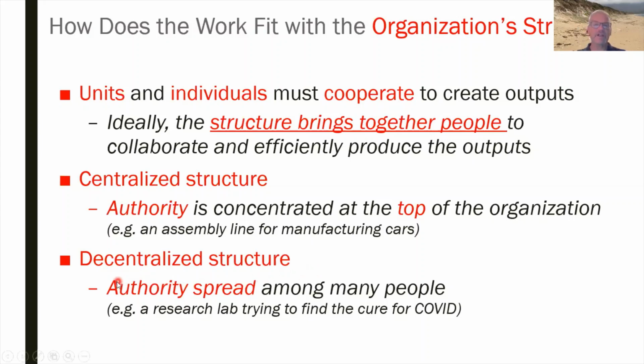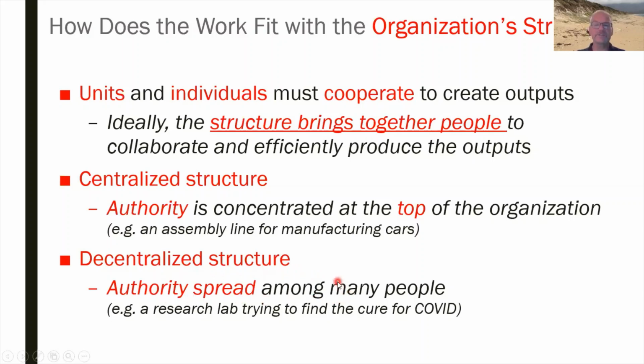That's a lot of research. So you have a task, but there's really no one way to do that task. So in something like that, authority is spread among other people. You have more of a team approach. Again, a research lab finding the cure for COVID. You're not going to get people dictating from the top. Basically, you've got to try a whole bunch of different things. You've got to be very creative.